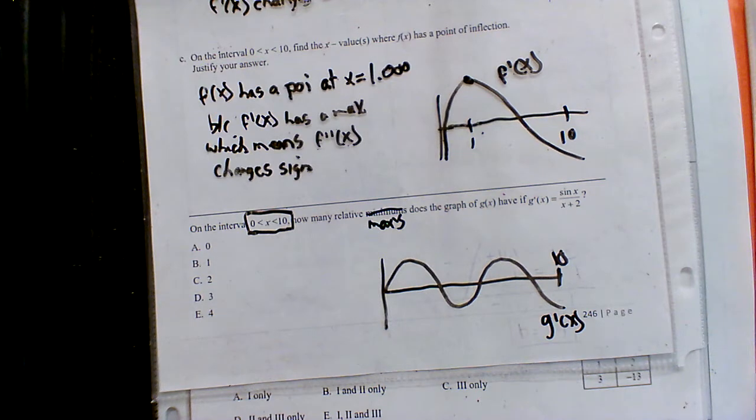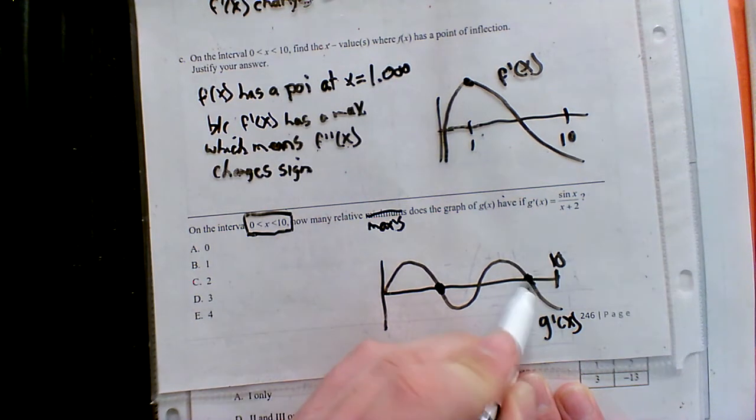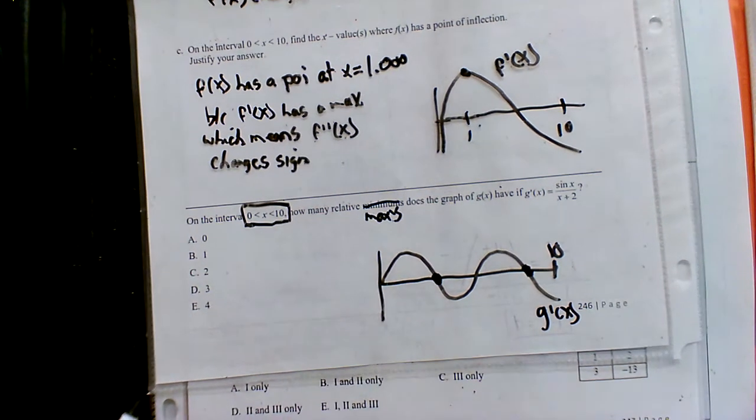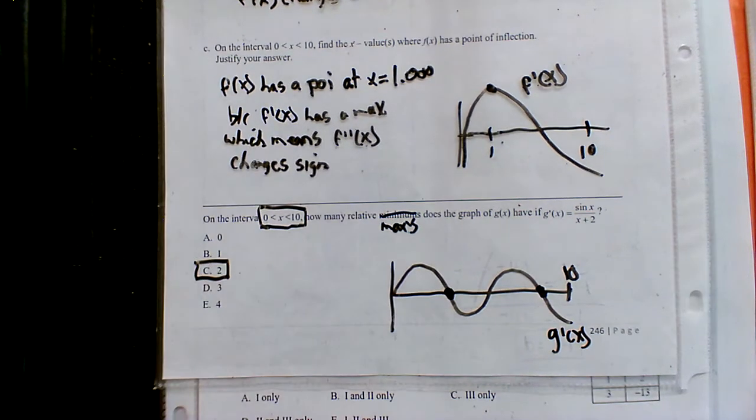Correct. So in this case, we're looking for what? Because we're talking about maxes. Positive to negative. Okay, so we're looking for positive to negative. So how many do you see on your graph? 2. All right, we go from positive to negative right here. We go from positive to negative right here. There are 2 spots where you can have a max. That's what the question's asking.